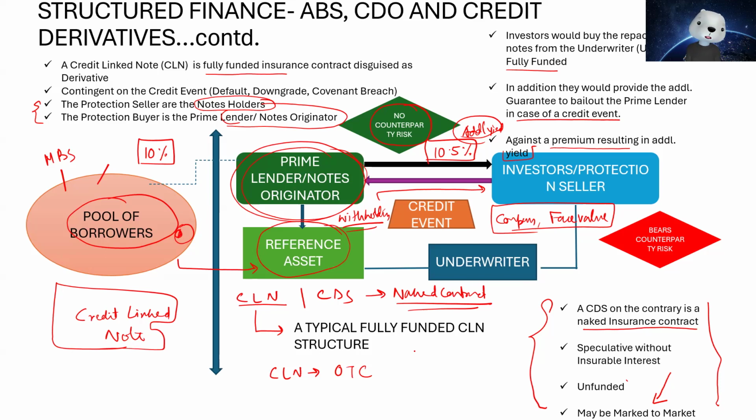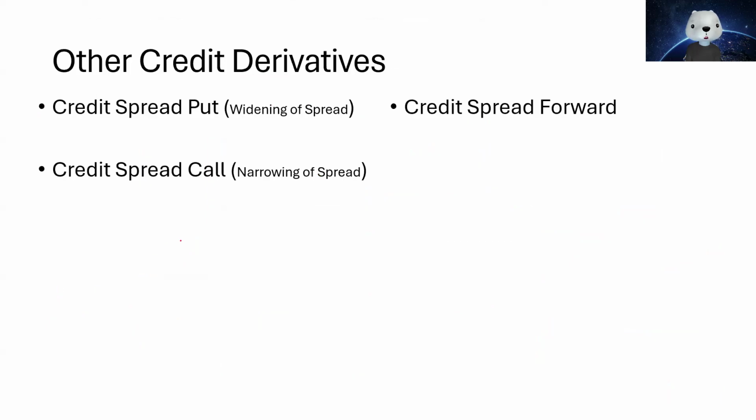So I hope this small illustration was good enough for you to understand the primary difference between the CDS and the CLN. Now, let's also talk about a couple more derivatives, starting with the options. We have a couple of options here. One is the credit spread put, and another is the credit spread call. Now, let's first talk about the credit spread. As you may know, the credit spread is nothing but the yield difference. Well, primarily the yield difference. Of course, there are other components to this yield difference. So the yield difference between the benchmark security, more often than not a treasury security, and that of the corporate issue.